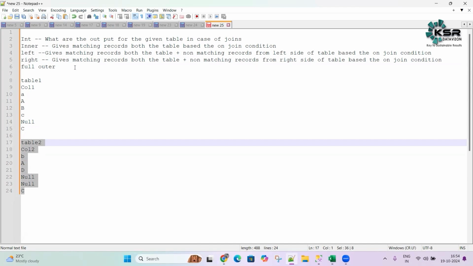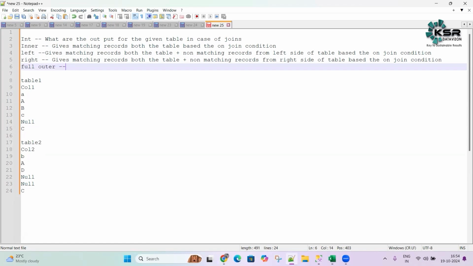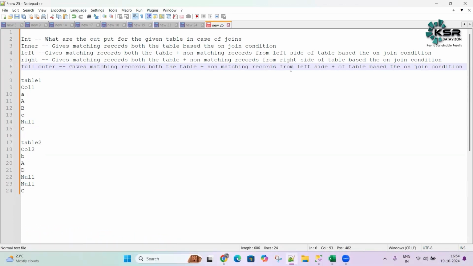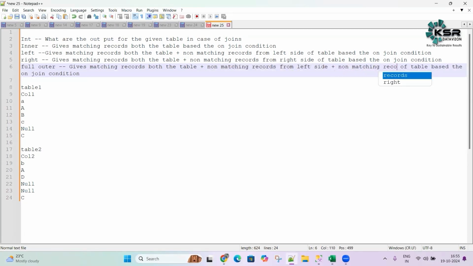Now the full outer join is left and right join all together. It gives the matching records from both sides of the table, plus non-matching records from the left side of the table, plus non-matching records from the right side of the table. Let's explore this in the Excel sheet and see how it works.